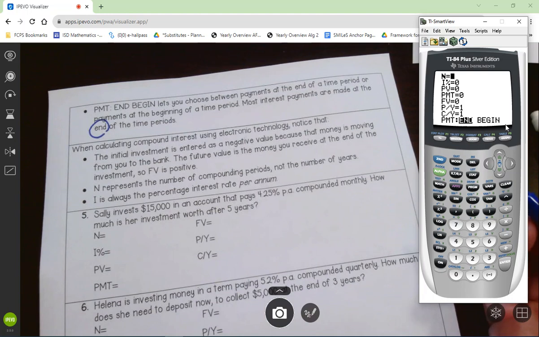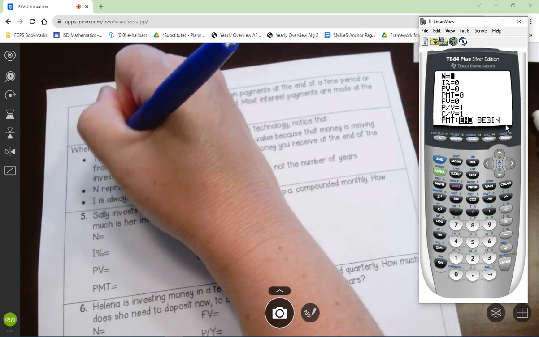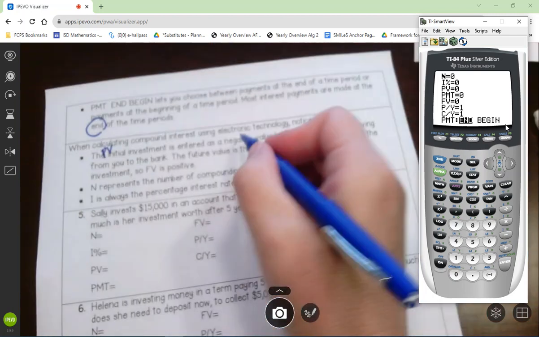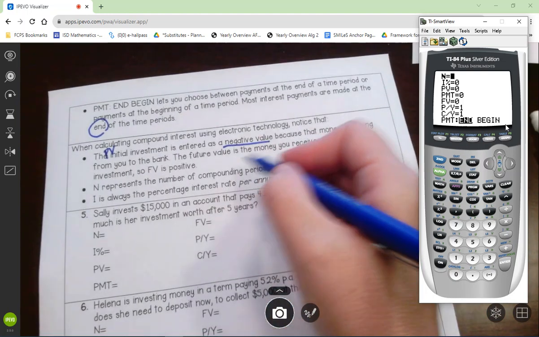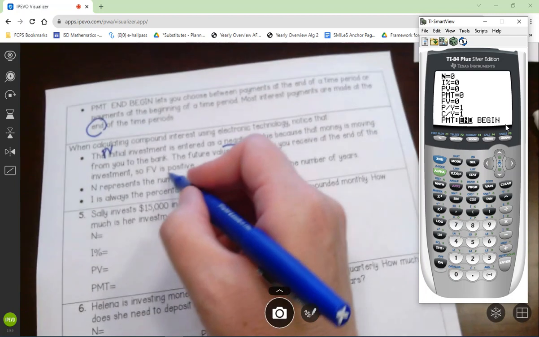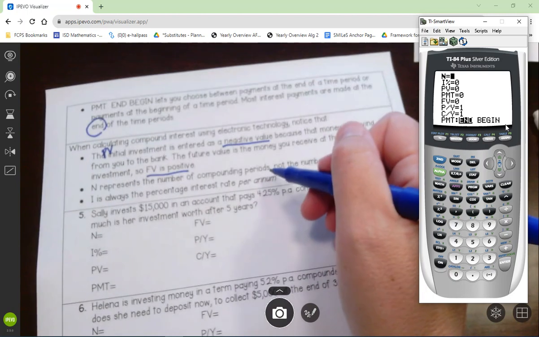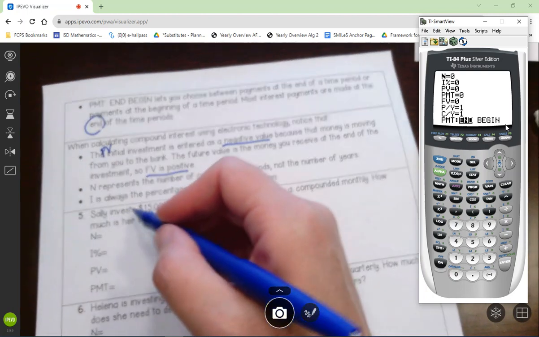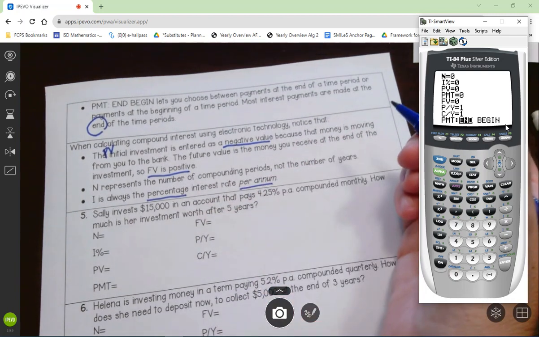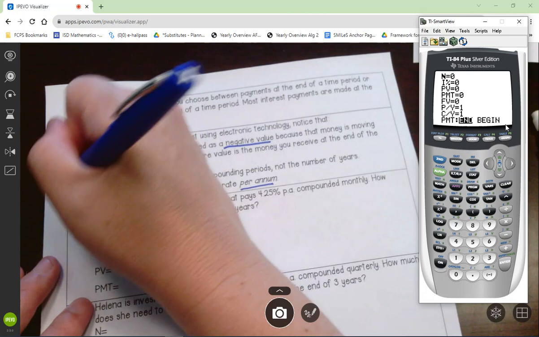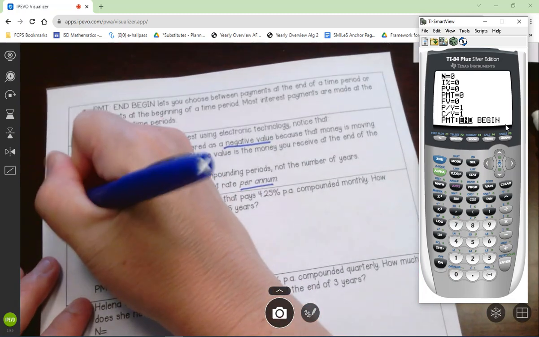When calculating, notice that the initial investment, that's the PV, present value, is entered as a negative value because that money is moving from you to the bank. The future value is the money you receive at the end, so future value is positive. N is the number of compounding periods, just like before, but I is the percentage interest rate per year, not per period. So the I is different. Let's write same for N, and different for I.